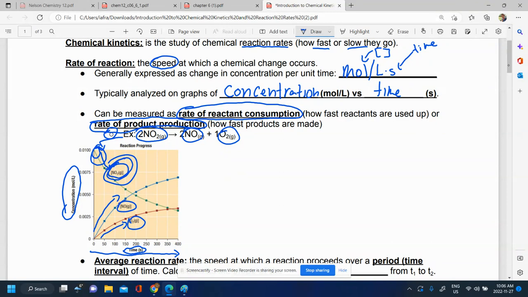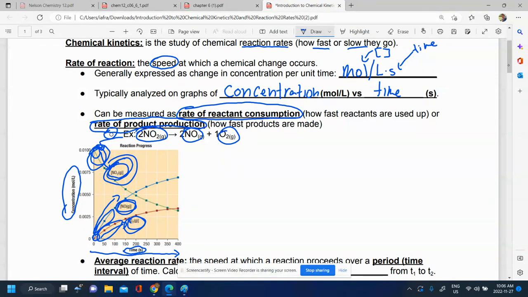And then for production, you'll notice that the rate of production is very fast at first as well, and then eventually starts to slow down. And so that's typical of any reaction graph you're going to see, is that the rate is going to start off being the highest at the beginning, and then it'll eventually level off and slow down.